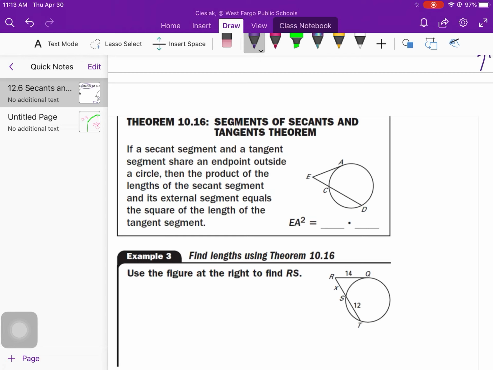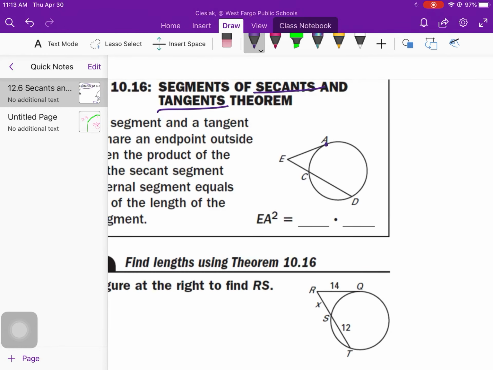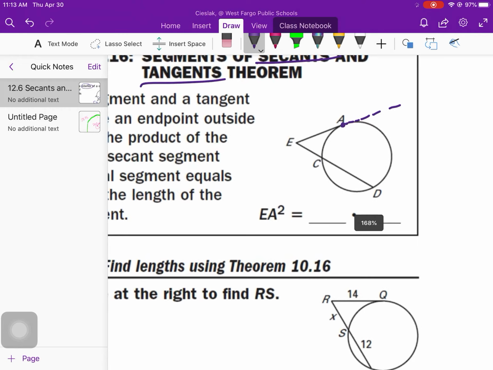So this brings us to our last theorem that we need to learn, and that is segments of secants and tangents. So now I have a secant and a tangent. Remember, a tangent intersects that point on the circle, and it's only one point. As this continues, it never hits that circle again if you were to zoom way in on it.